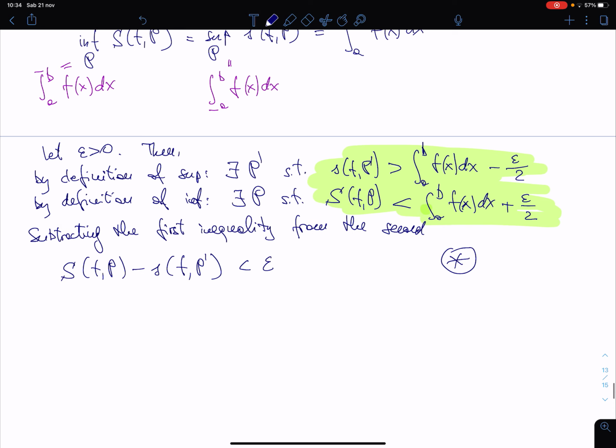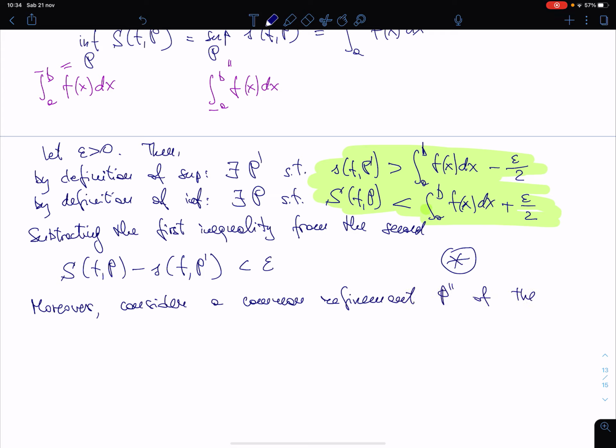And now, moreover, consider a common refinement P second of the two partitions P and P prime.